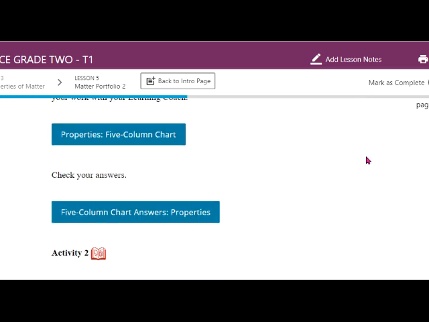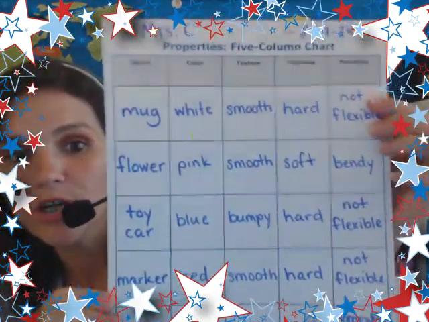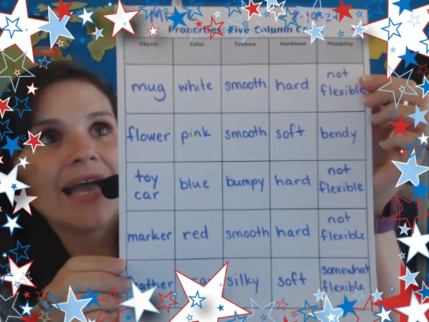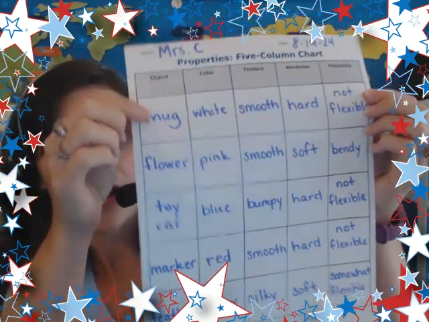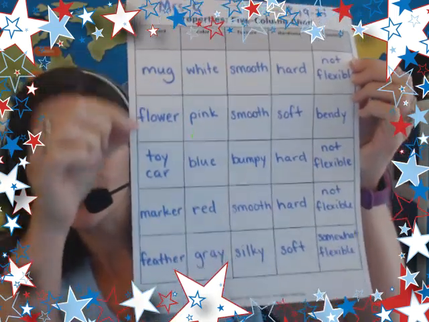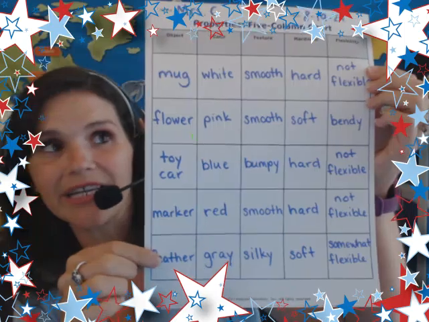And here's that 5-column chart again. So I have already conducted my experiment. That means I've already gathered all those materials, I've observed and studied them, and now I've written down my observations. So here's that 5-column chart that you're going to have as well. And here are my 5 objects. Now, if you don't have 5, that's okay, but you need at least 3.